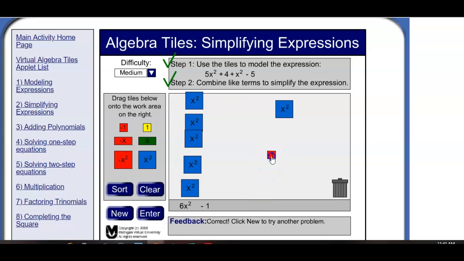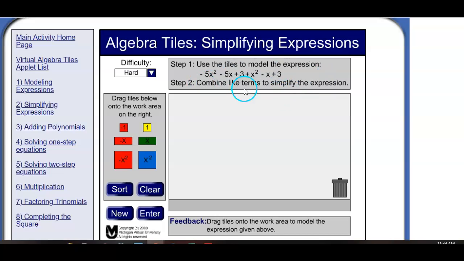If you tried to combine these two, you should have seen that those aren't like terms. This is a 1, this is an x squared, this doesn't have x's or exponents with the x's, so those cannot be combined. So your final answer for this one is 6x squared minus 1. Let's move on to the harder ones.